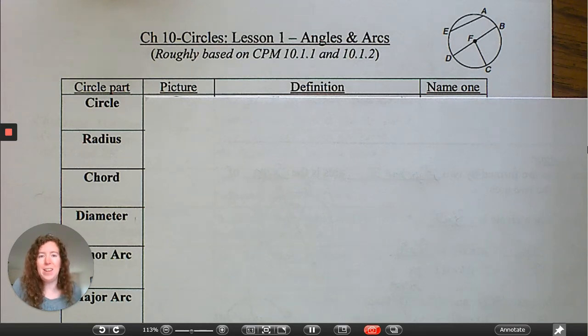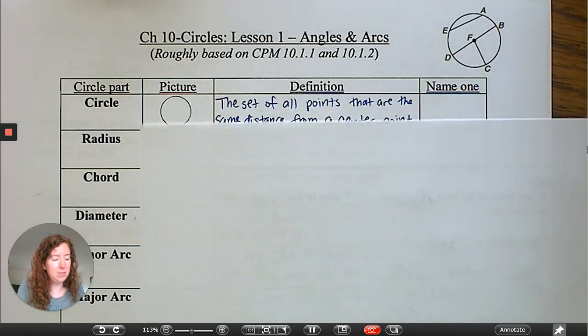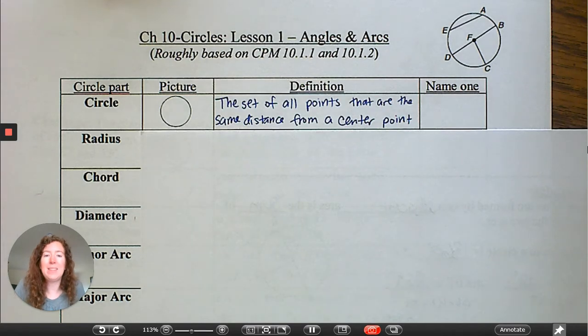haven't learned about yet. So on your note sheet, we're going to be doing a lot of definitions. Some of these you'll then transfer into your toolkit, and you'll probably want the examples as well. So here we go. We're talking about circles. Well, what is a circle? A circle is going to be the set of all points that are the same distance from a center point.